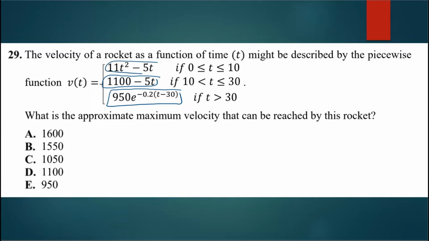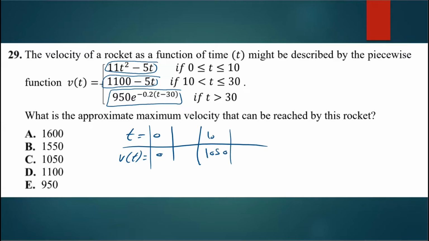To know what the maximum is in this interval, try to sketch it or try to find the value at 0, at 10, and at the vertex, because that one is a quadratic. Okay, so let's discuss the first one first. At t equals 0, v of t is equal what? Make that like a table. At 0, it's 0. At 10, substitute by 10, it will be 1100 minus 50, so 1150.